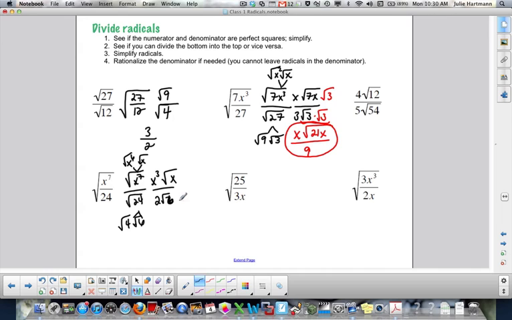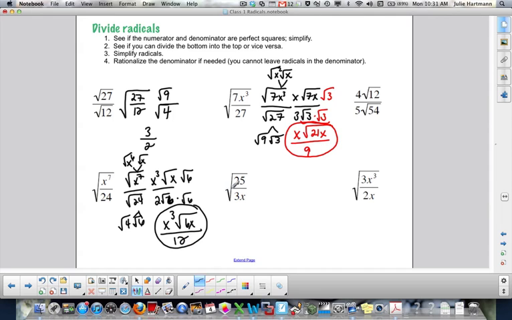Again, you cannot leave a radical in the denominator, so multiply by root 6. So on the top, you have x cubed, root 6x. On the bottom, root 6 times root 6 is 6. 2 times 6 is 12. So that would be your answer.